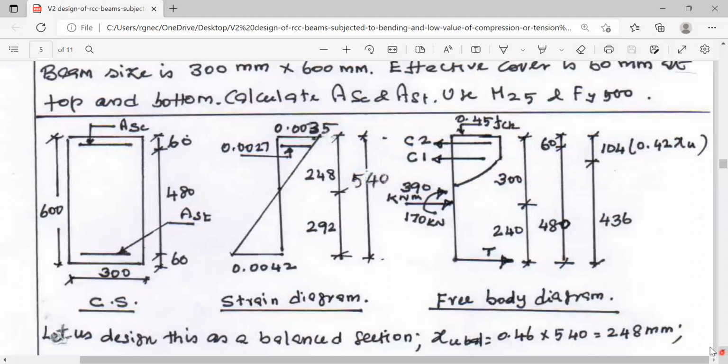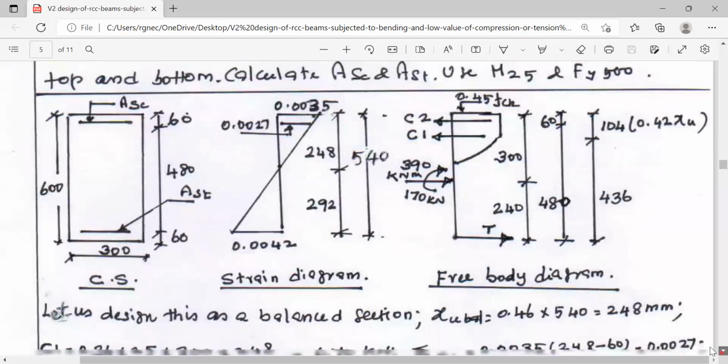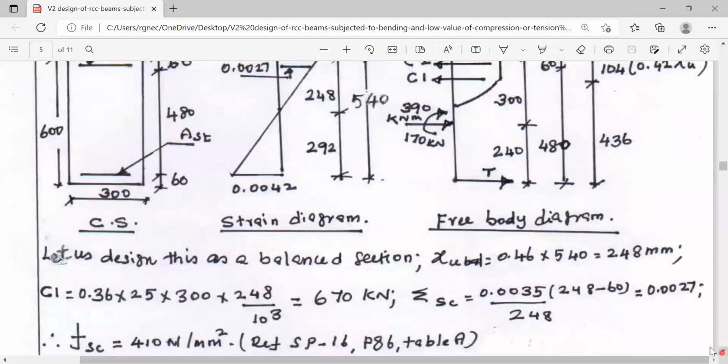The first equilibrium equation is sigma M equal to 0 about tension reinforcement. The total compression generated by concrete is the area of the stress block into the breadth of the section. The area of the rectangular cum parabolic stress block is 0.36 fck into xu into breadth of the section. That comes to 670 kN.